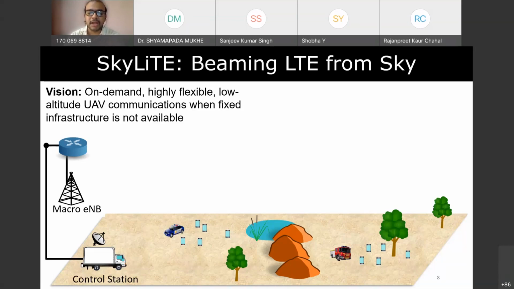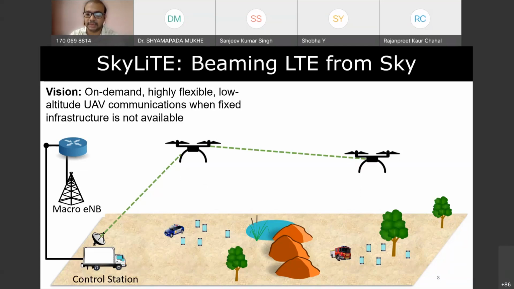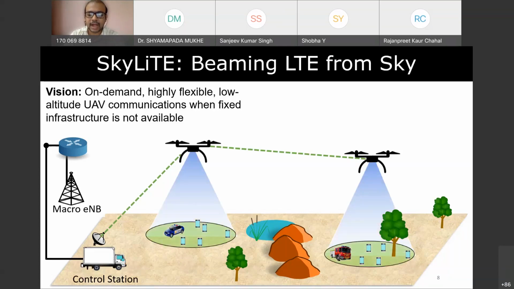So we named the system Skylight. Like from the sky, we are as if beaming the LTE beams. So this is the way we are going to deploy. We are going to put a few drones on that area, and the drones will have control access from the control station. Some of the control messages, or the trajectory of the drone, how it is going to fly, where it is going to station at, will be controlled from the control station. And at that particular location, it will be beaming the LTE signals to the ground, right?